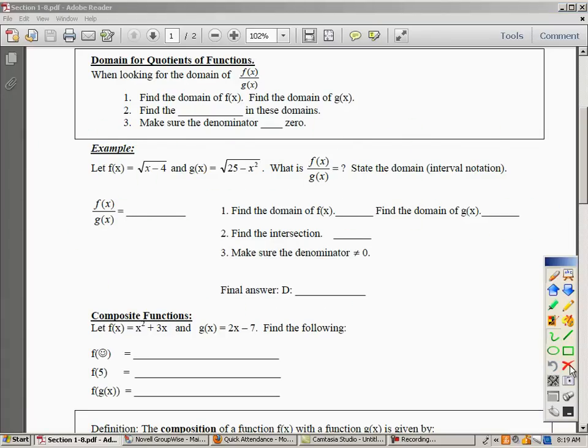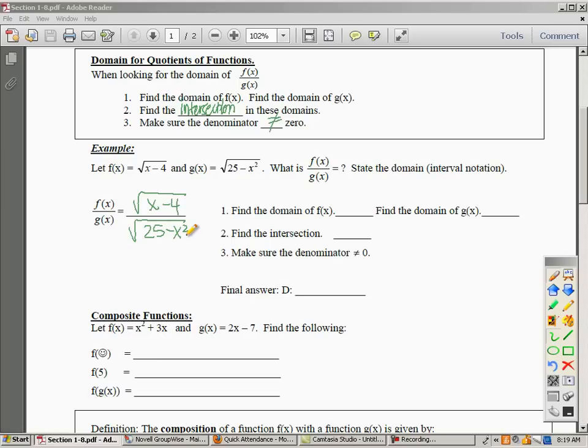Okay, let me write this up again just so that we're ready. So I'm looking for the intersection of the domains, keeping in mind that the denominator can't be 0. All right, I made this one a little bit more tricky for a reason. We give you two square roots. Let f be the square root of x minus 4, and let g be the square root of 25 minus x squared.